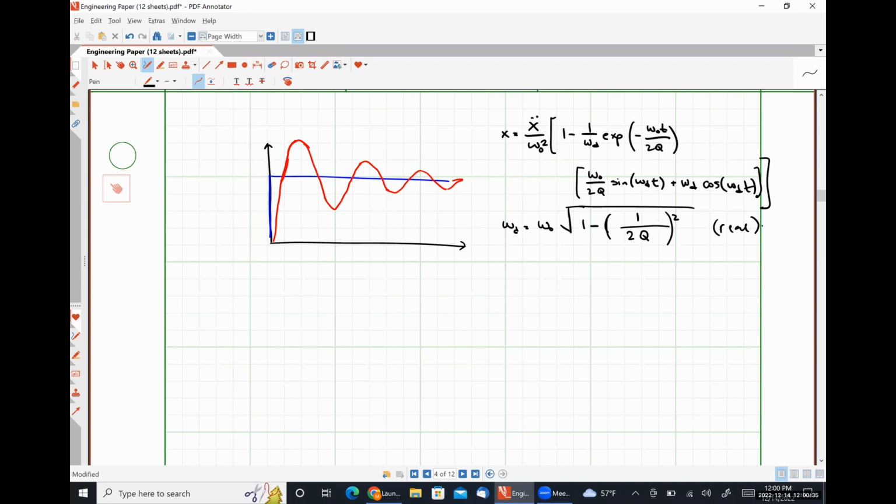And our time that it takes to settle will be simply 2Q over omega naught.